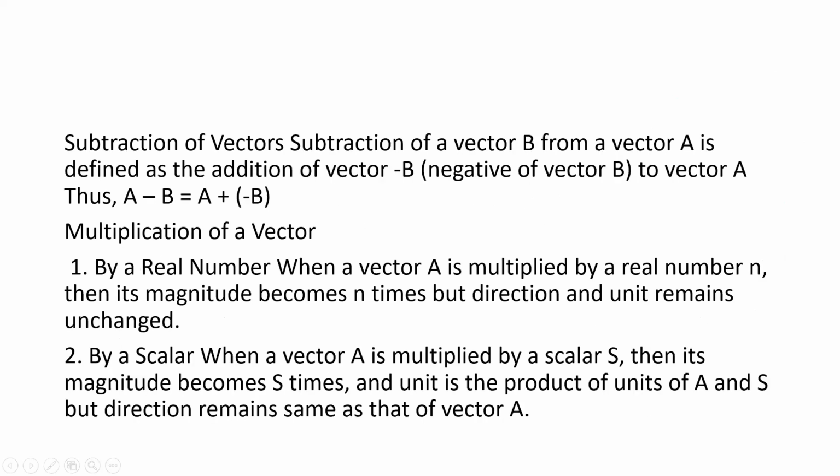Next, subtraction of vectors. How can we subtract vectors? Let us see that. Subtraction of a vector b from a vector a is defined as the addition of the negative of vector b to vector a.